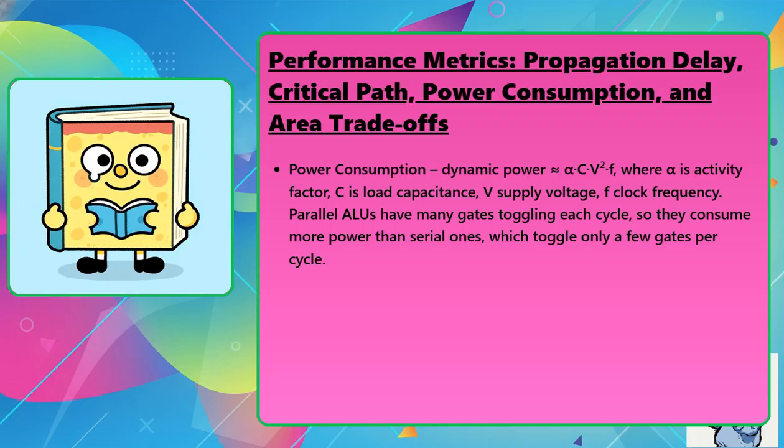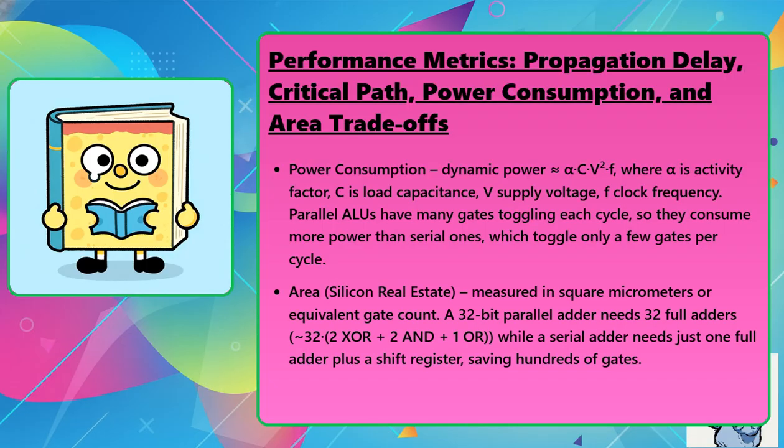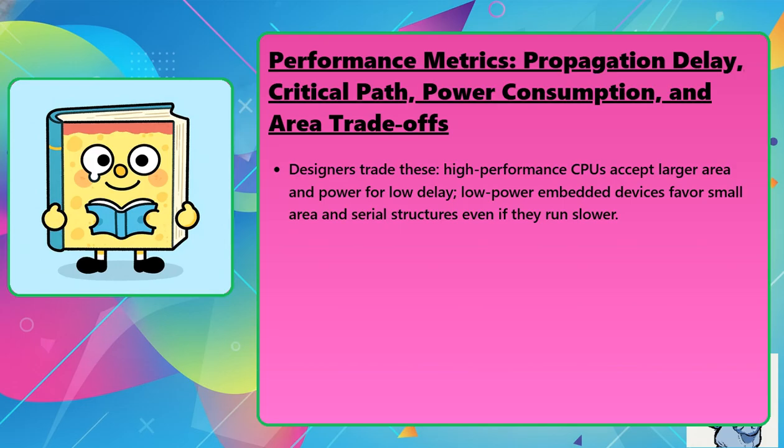Area - silicon real estate - measured in square micrometers or equivalent gate count. A 32-bit parallel adder needs 32 full adders, approximately 32 times (2 XOR plus 2 AND plus 1 OR), while a serial adder needs just one full adder plus a shift register, saving hundreds of gates. Designers trade these off. High-performance CPUs accept larger area and power for low delay. Low-power embedded devices favor small area and serial structures even if they run slower.